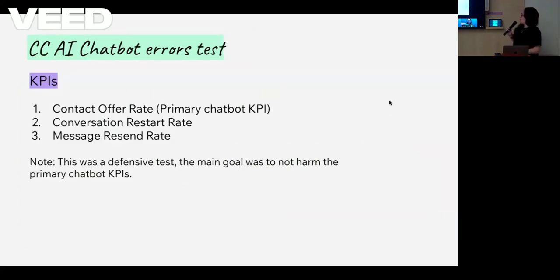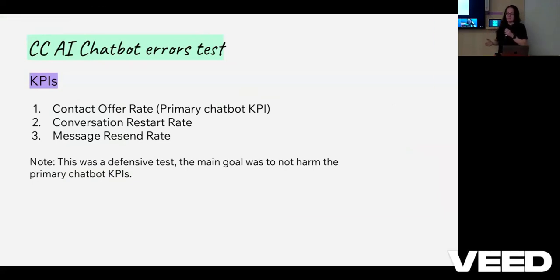So just a quick overview. Especially in the chatbot team now, we're constantly running A/B tests and testing all of our KPIs. So the KPIs that I wanted to focus on were the contact offer rate, which is one of our primary KPIs. This is the percentage of times the user says, "Take me to a human."